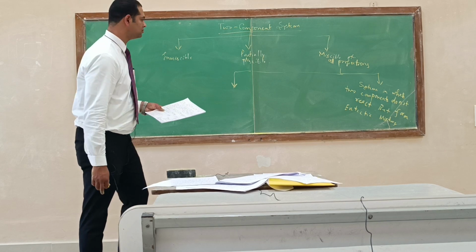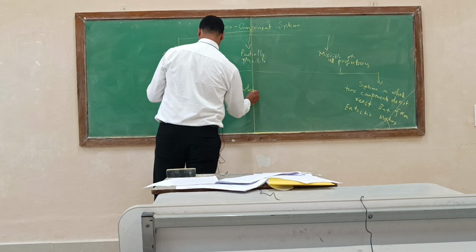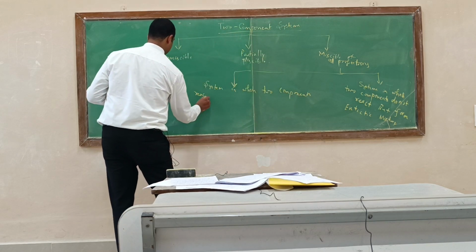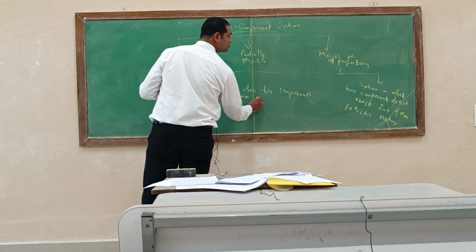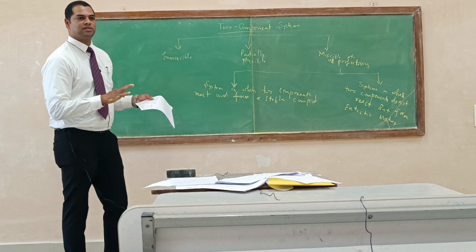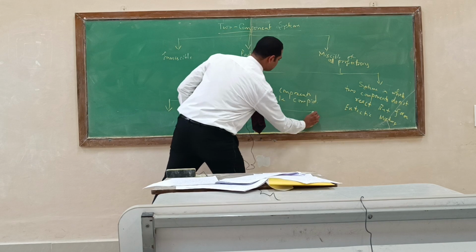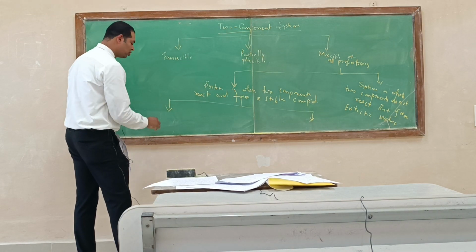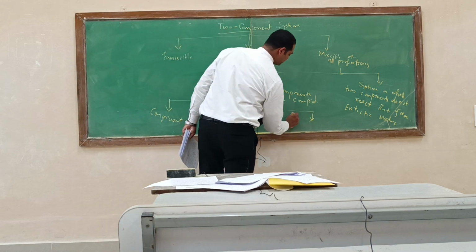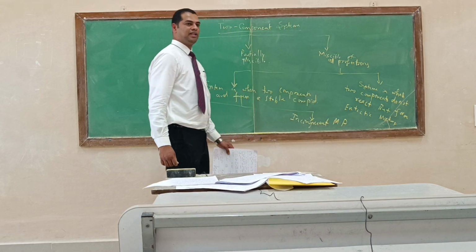Either it forms a stable compound, and this is again divided into two things. First, if this stable compound has a congruent melting point, and second, if it has an incongruent melting point.